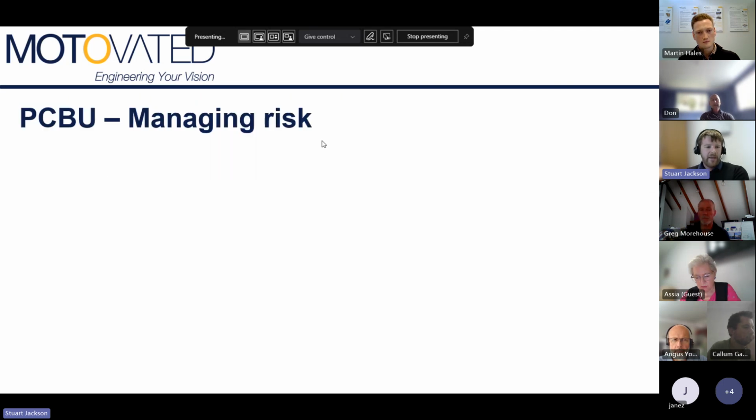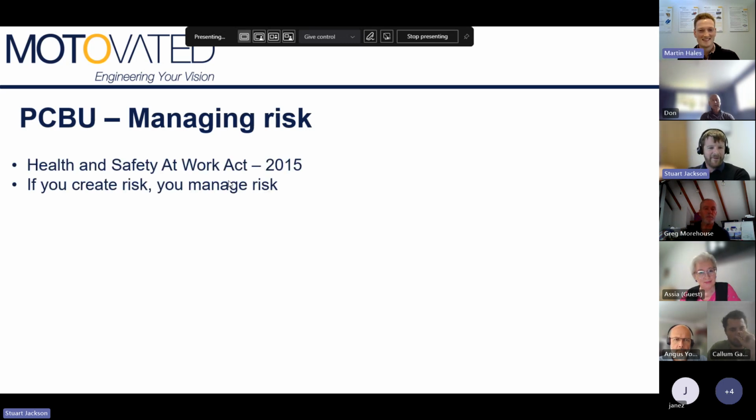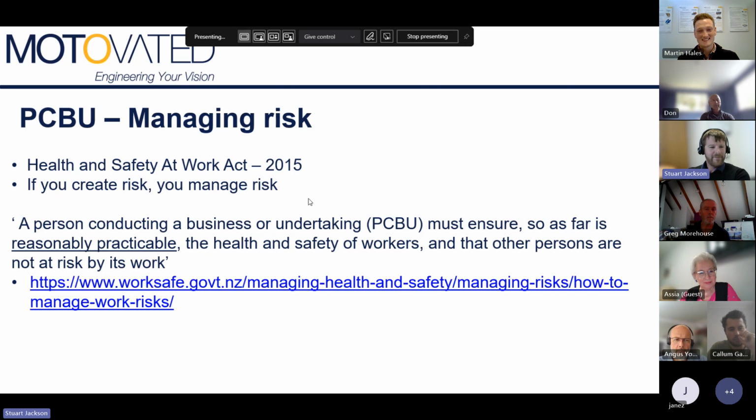So, PCBUs managing risk. I forgot to get rid of the silly slide process of these because I hate these little things, so I won't touch on this too much. But the Health and Safety at Work Act 2015 is fairly broad with its description. It really just says a person conducting a business or undertaking, a PCBU, must ensure, so far as reasonably practicable, that the health and safety of workers and other persons are not at risk by its work.